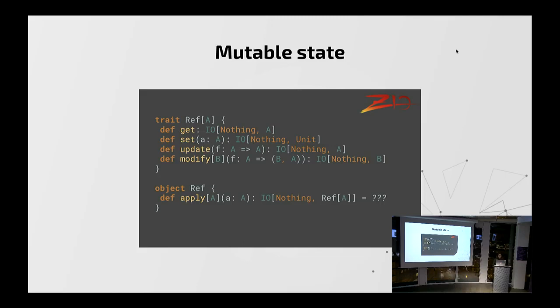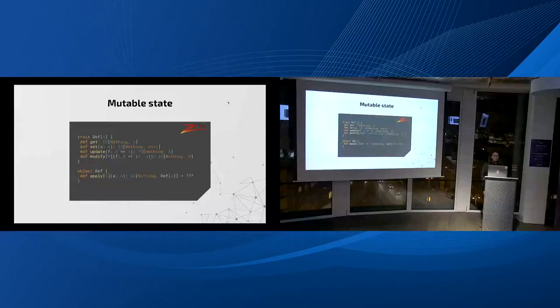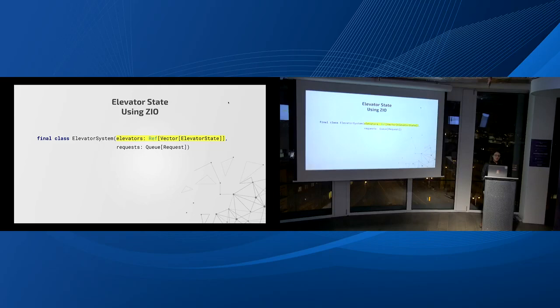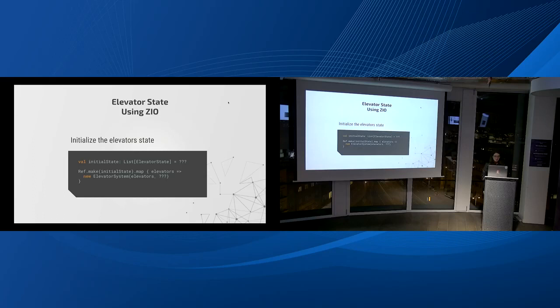And if you would like to compute another value using the old state and the new state, you can use modify, for example, and this is an atomic operation. Now let's see how we could use Ref to have our elevator state. So our elevator state is a Ref of a Vector, or list, of elevator states.